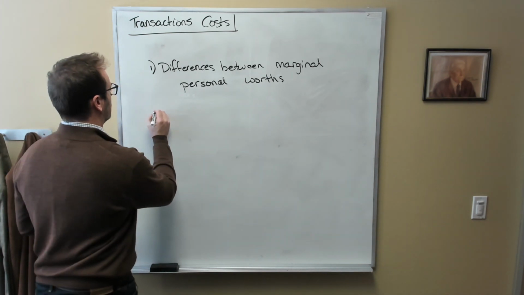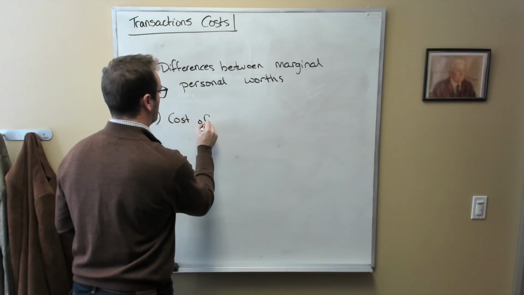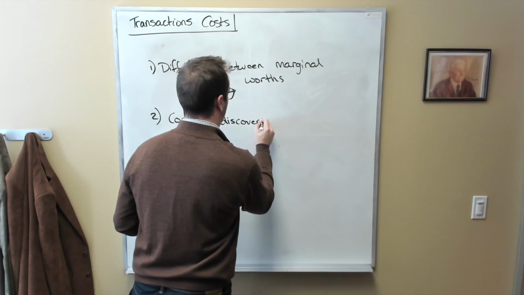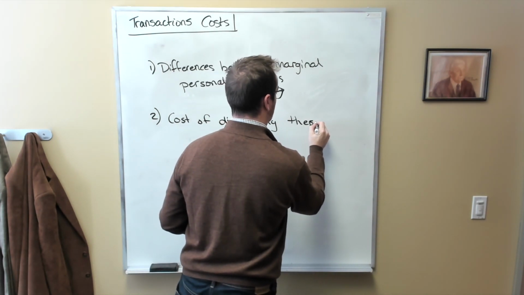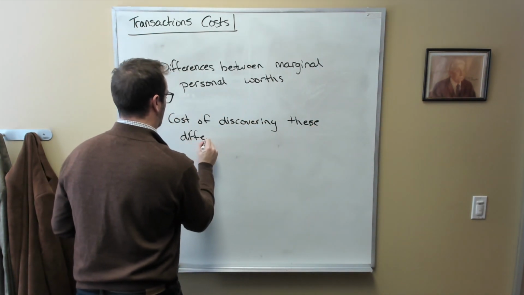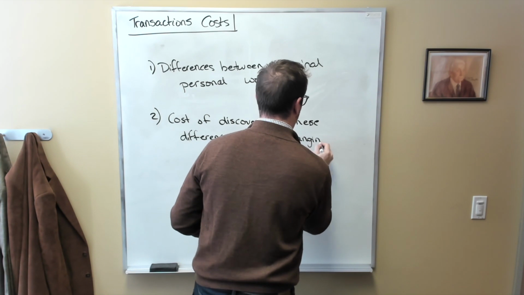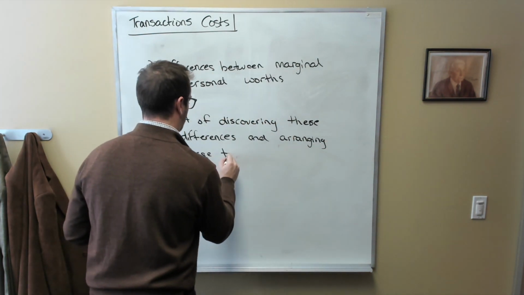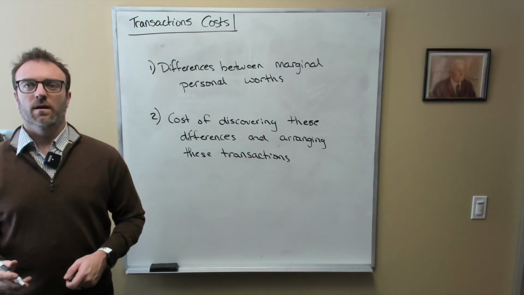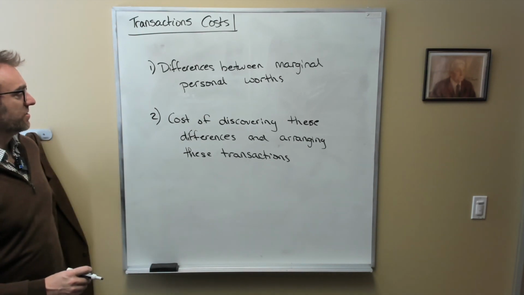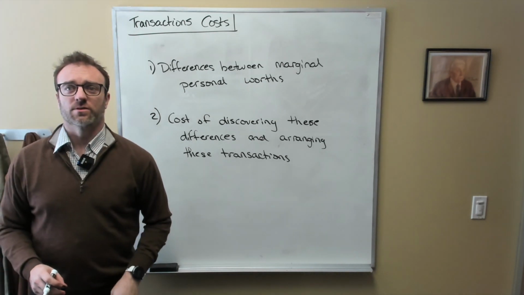The second one, which we're going to spend some time talking about here, will be the cost of discovering these differences and arranging the transactions. Now, the cost of discovering the differences and arranging the transactions, these are almost always referred to as transactions costs.